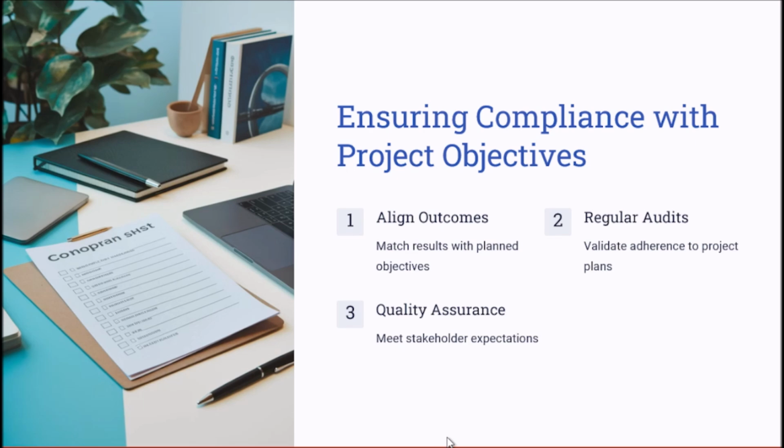Also, one key responsibility is that the project manager must ensure compliance with the project. Ensuring compliance with the project objectives is crucial for the success of any project. This involves aligning the project outcomes with the initial goals, conducting regular reviews, and maintaining transparency with the stakeholders. So, compliance involves aligning the outcomes with the planned objectives. And how do we achieve that? By regular audits and reviews to validate the adherence to the project plans, to ensure the quality and meeting the stakeholder expectations.